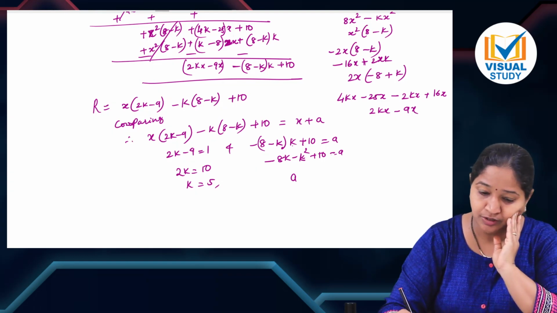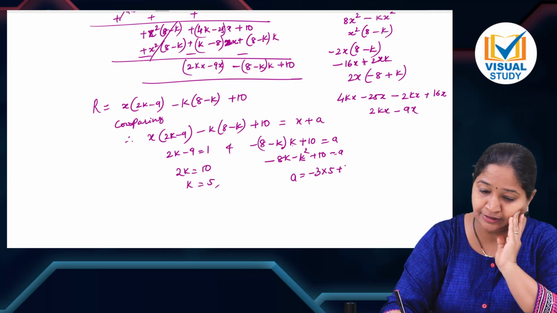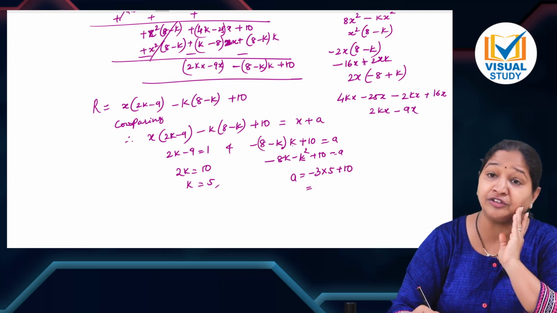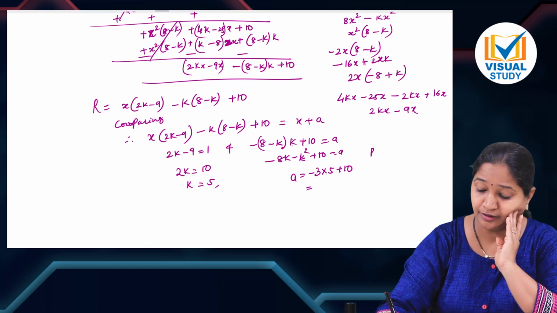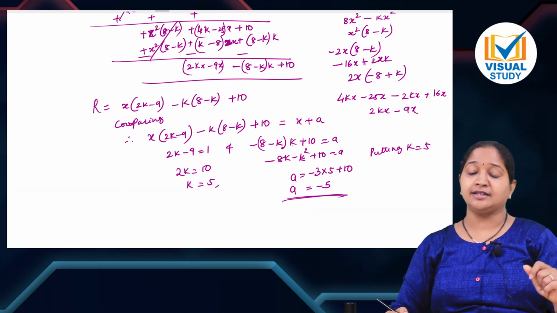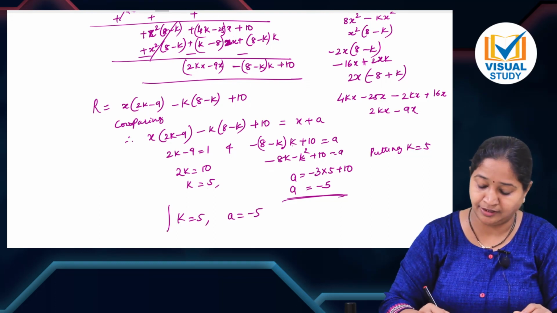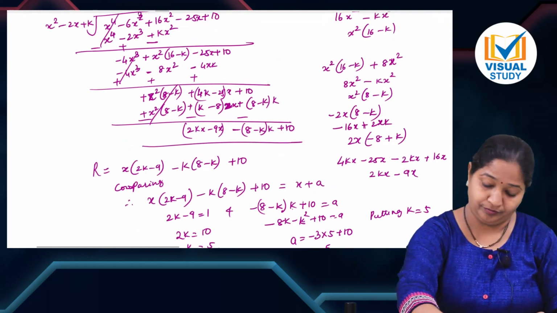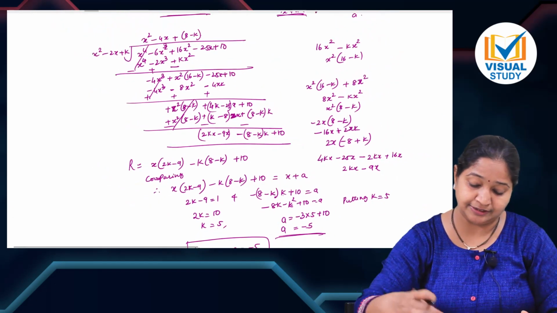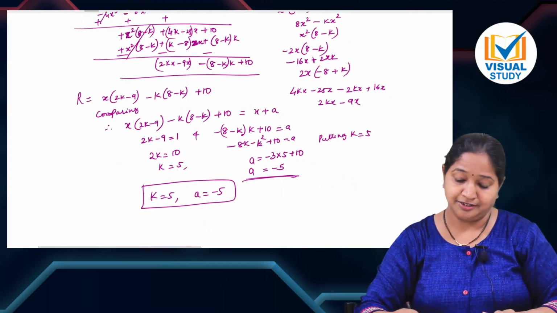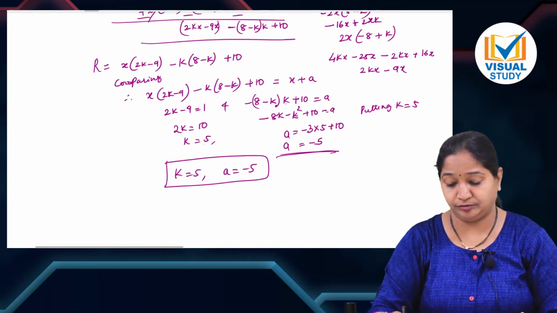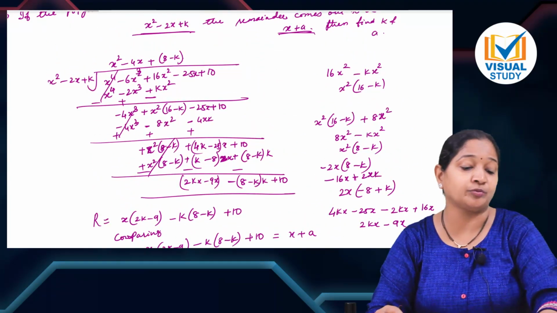a is equal to minus 3 into 5 plus 10. I have put the value of k here. Putting k is equal to 5, you get this, and then your final answer is 15 minus 10 is minus 5. So a is equal to minus 5. In this way, you get the value of k is 5 and a is equal to minus 5. This is a little big sum, so just concentrate while doing the sum. Okay, so in this way we have finished our polynomials lesson.